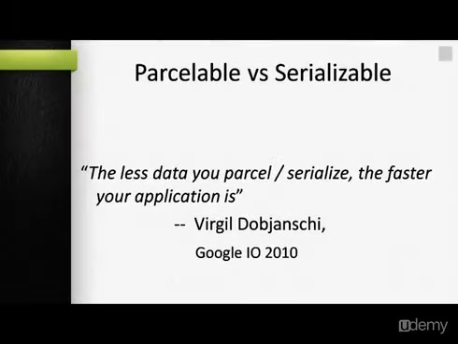A very important thing was said during the Google I/O conference in 2010 by Google developer Virgil Dobjanschi. The less data you parcel or serialize, the faster your application is. What's behind this? In fact, in most cases, we do not need to pass either serializable or parcelable to the context, and we should avoid it. Usually, it's enough to simply send an identifier of a given object in the intent, or pass a URI by intent. Then, the context called in this way will be able to get to the selected resource, for example, through the content resolver.